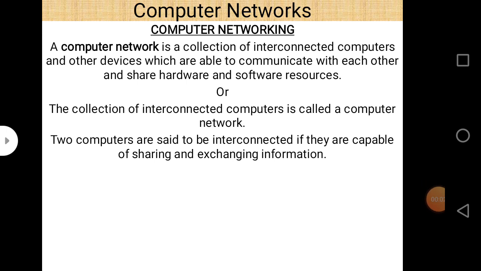Hello IP students. Today our topic is computer networking and this is networking part 1.